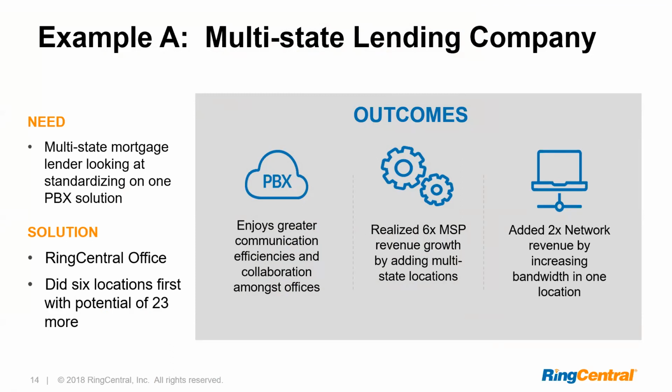Multi-state lending company, right? They had a Cisco here, an Avaya over there, LiveOps, WebEx, Microsoft Teams, a whole bunch of different solutions, and they really wanted to standardize everything and get everybody on the same platform. So they used RingCentral Office to do so. It starts off with 6 locations, but there are 23 more. We are a globally centered company with presence in over 80 countries, so we can do that if they were a multinational corporation as well. For them, the outcome was better communication.